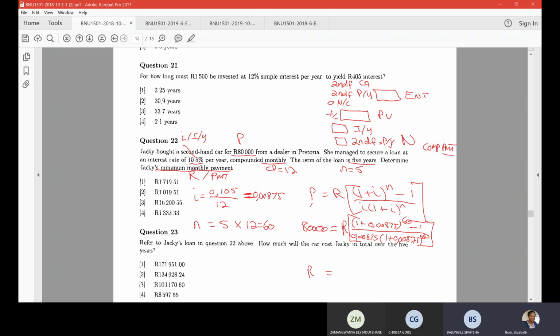Krista, what is your R? This is my R. My payment is 1719.51. So Balungile, you'll have to calculate so that when you do the substitution and calculation of everything, you get the answer of 1719.51.